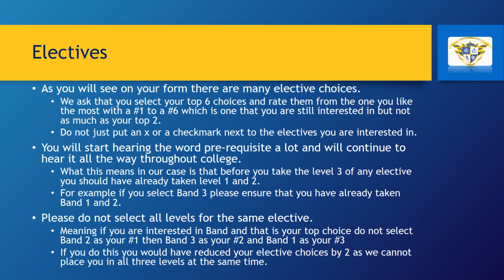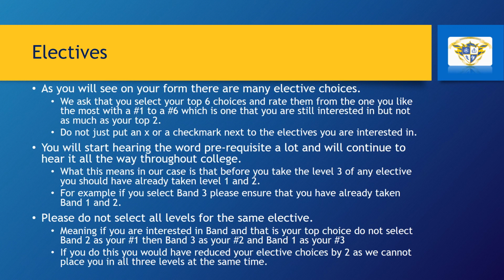Electives. As you will see on your form, there are many elective choices. We ask that you select your top 6 choices and rate them from the one you like the most with a number 1 to a number 6, which is one that you are still interested in, but not as much as your top 2 choices. Do not just put an X or a check mark next to the electives you are interested in, as this will not tell us which electives you have preferences for.